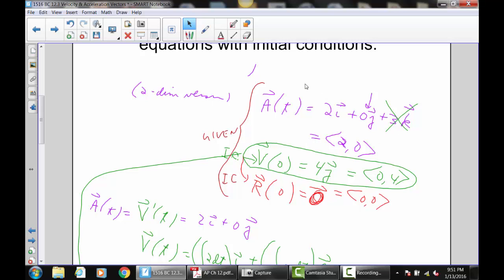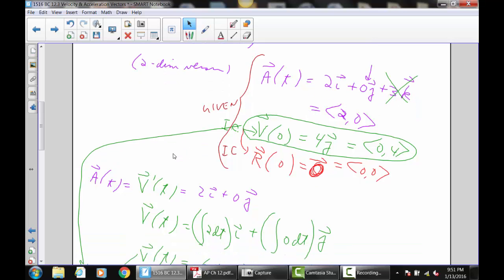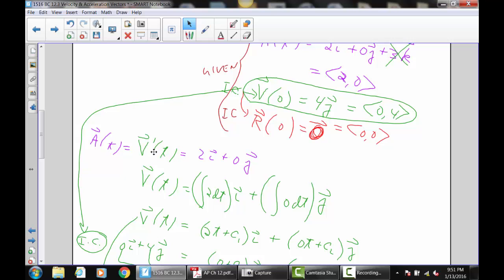So since they gave us this acceleration vector, in effect, the acceleration is the derivative of the velocity. So I'm going to go from the acceleration vector, integrate it to get the velocity vector, and then integrate the velocity vector to get to the position vector. The derivative of the velocity vector is this 2i plus 0j. I am going to integrate because I'm going to get rid of the derivative.